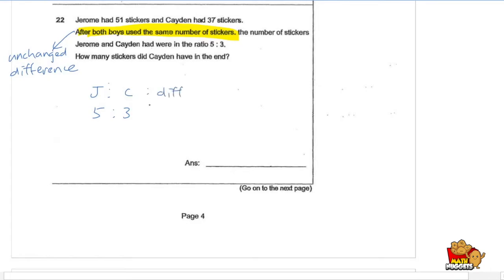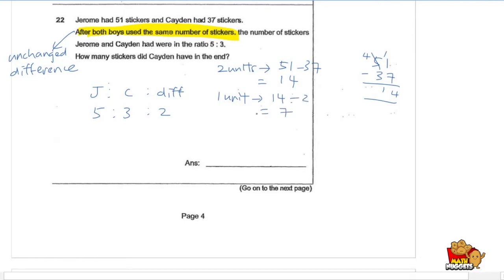The difference between the two of them is 2 units. So we will know that 2 units is actually 51 minus 37, which is 14. So to find 1 unit, we take 14 divided by 2. So we want to find k then in the end, which is 3 units. Just need to take 7 times 3, which is 21.